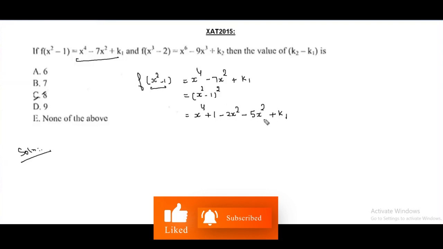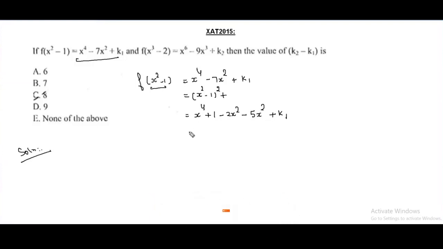This equation is this equation now. Now this has become x square minus 1 whole square. Now again I have to write this term in terms of x square minus 1. So I'll take minus 5 common. If I take minus 5 common, what I'll get? I'll get minus 5 times x square minus 1, that is minus 5x square plus 5. Right? That is plus 5.